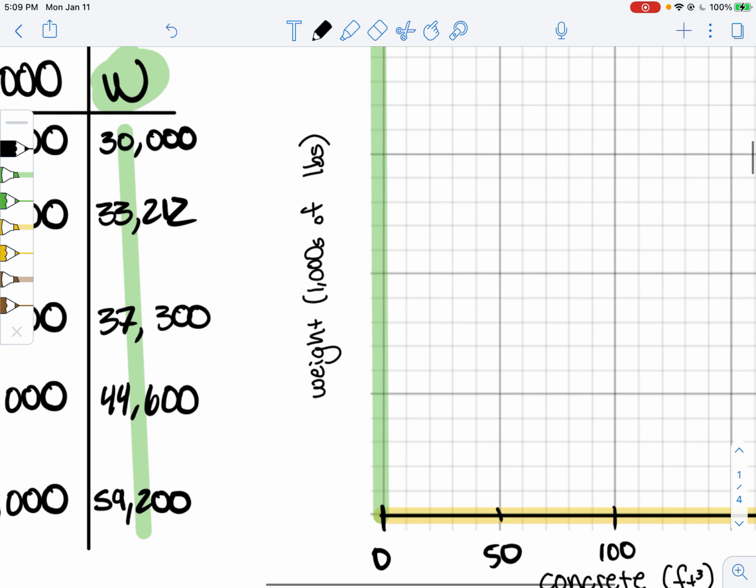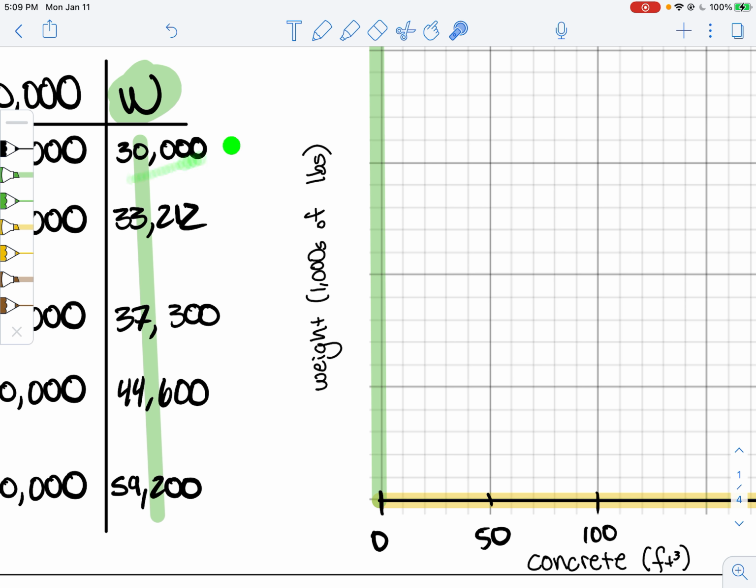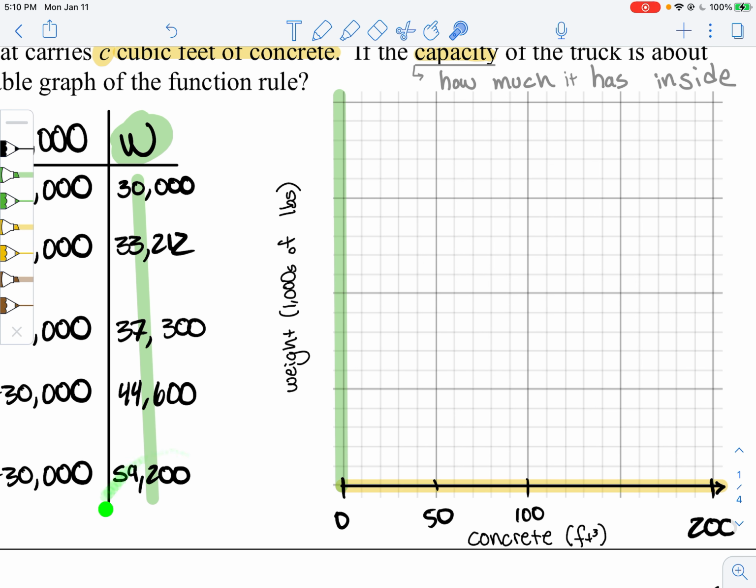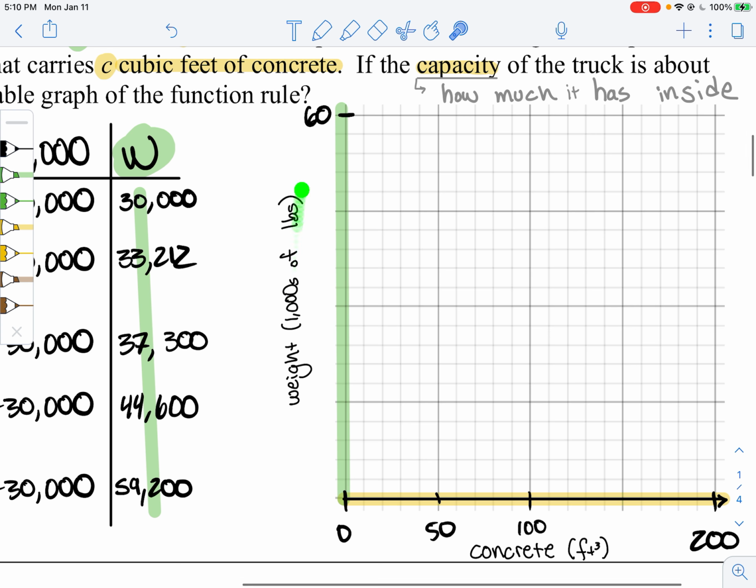And we know the weight goes from 30,000 to 59,200. Now, I'm not going to write the thousands every time. I'm just going to mark them in thousands of pounds. This is almost 60,000, so we'll go up to 60,000. Notice I put thousands here so I don't have to write the whole number, which means this would be 30,000, this would be 45,000, and this would be 15,000 pounds.